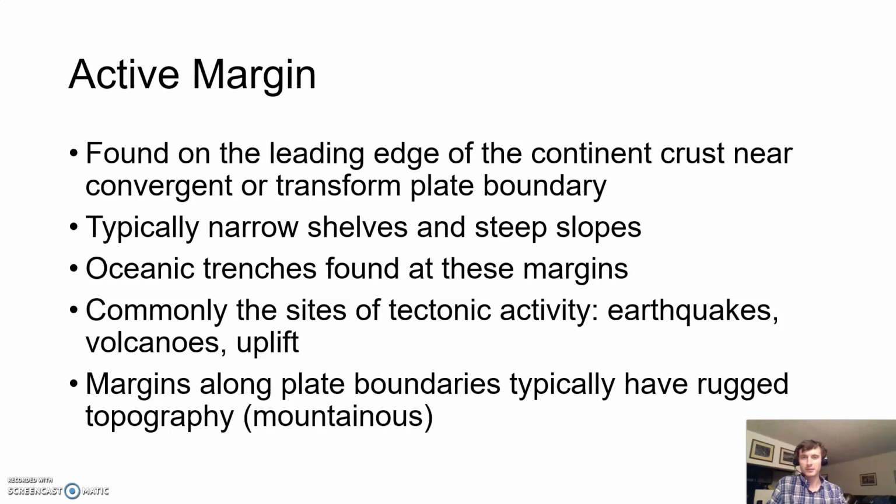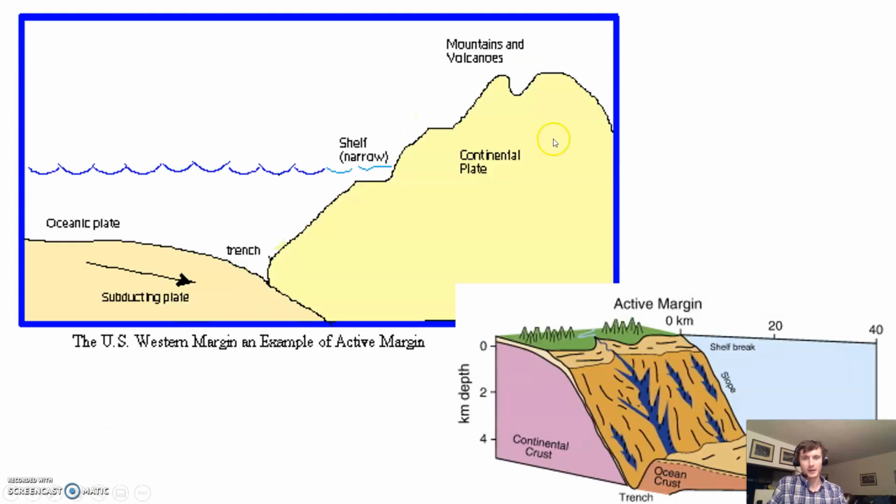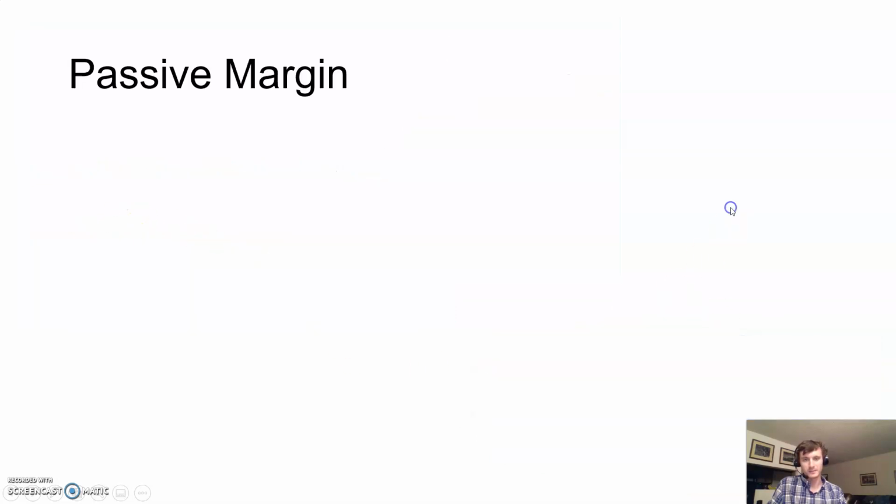And these are typically places where you have some sort of rugged topography, rugged terrain to the region, lots of mountains. So we have our continental plate, we've got our rugged stuff here, mountains and volcanoes, all the evidence of tectonic activity. Our narrow shelf, steeper slope, we have our trench here, and then we have our ocean. Again, from the side, you have all these parts as well.